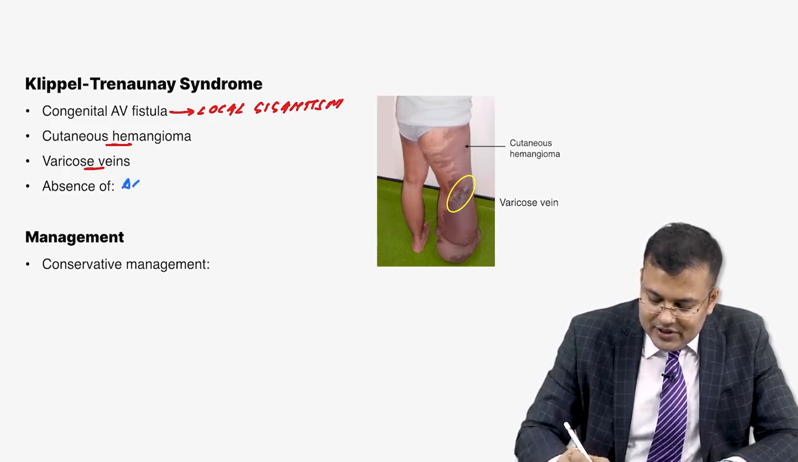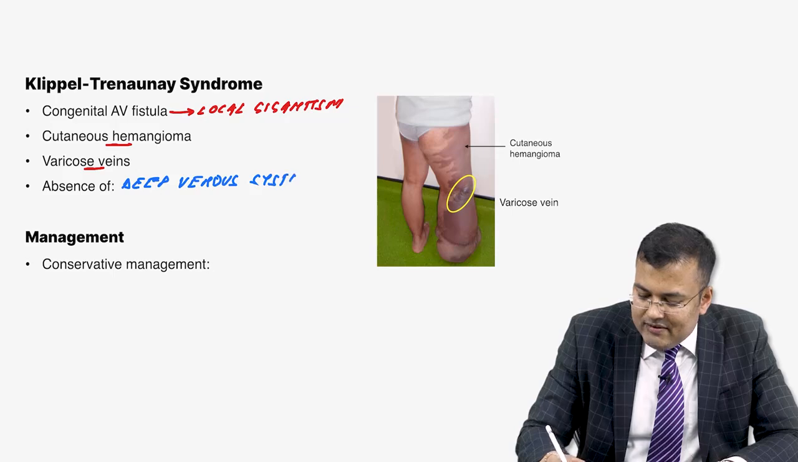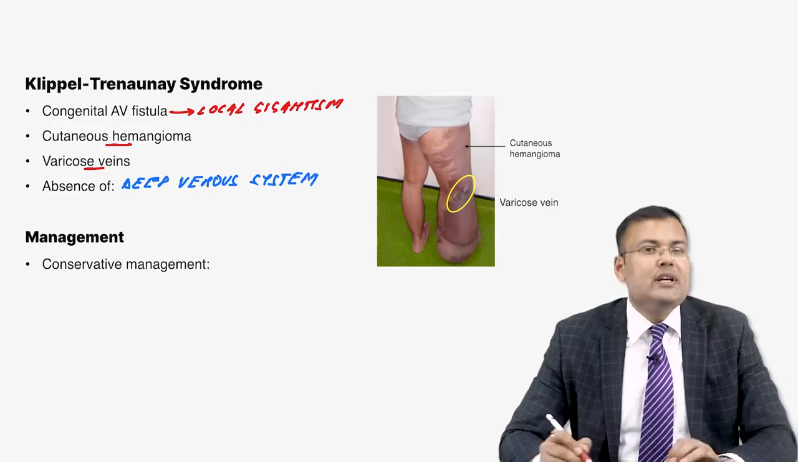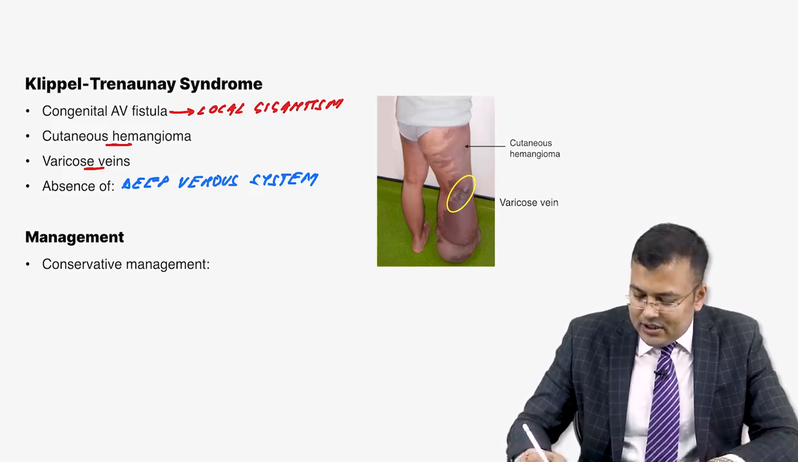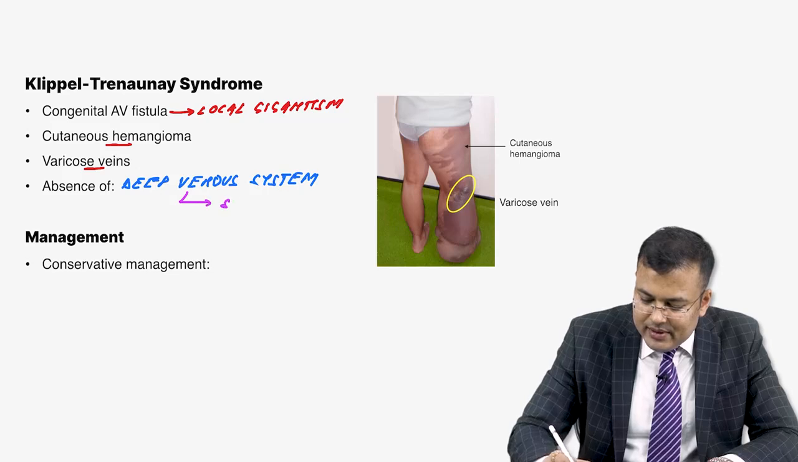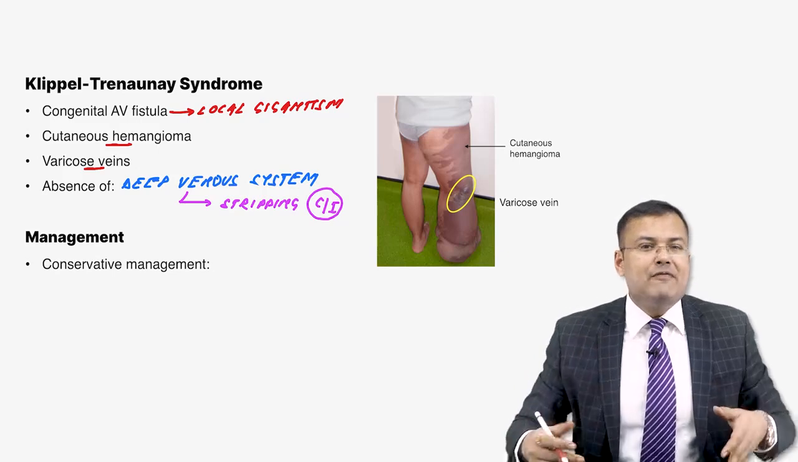So guys, one easy question. If there is absence of deep venous system, stripping should be done or not? Since this patient is having varicosity, stripping should be done or not? No. Stripping is contraindicated. Why? Since there is absence of deep venous system, stripping is contraindicated because superficial system is the only channel for venous drainage.